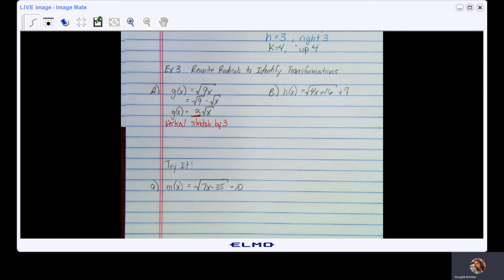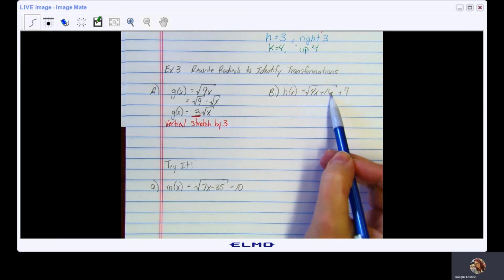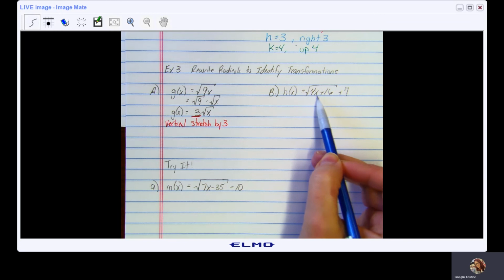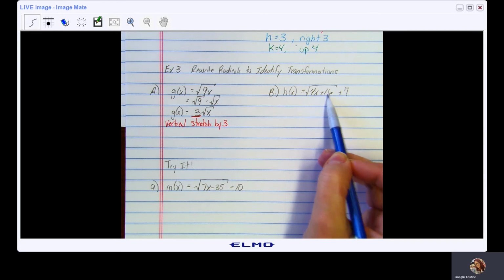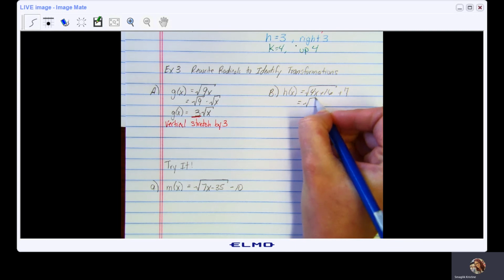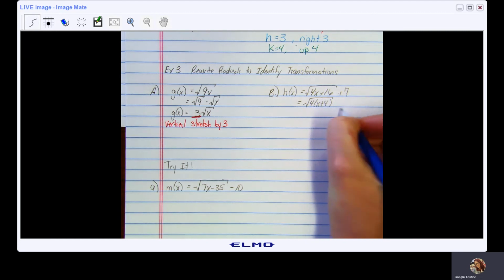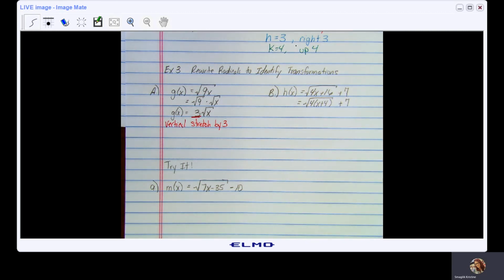Let's take a look at another. H of x equals the square root of 4x plus 16 plus 7. So here, notice I can factor out a 4. 4x is divisible by 4 and 16 is divisible by 4. So this is 4 times x plus 4. And then I have this plus 7 on the outside.